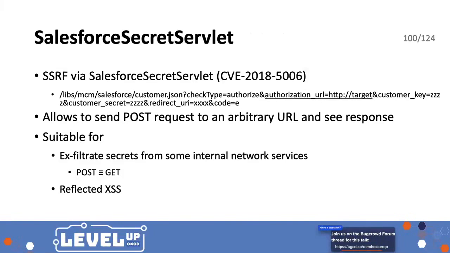With SSRF in Salesforce Secret Servlet, we can send POST requests to an arbitrary URL and see the full response. If an internal network service does not differentiate between POST and GET requests, we are able to exfiltrate secrets from such services. And this is true for metadata services in cloud providers. And of course, at the very least, we can exploit the SSRF as XSS.